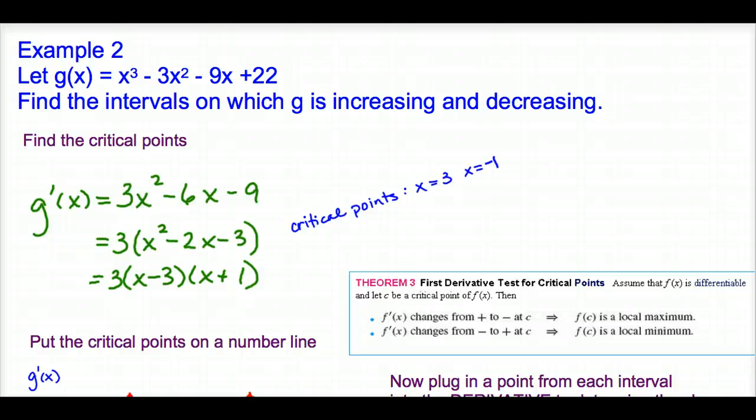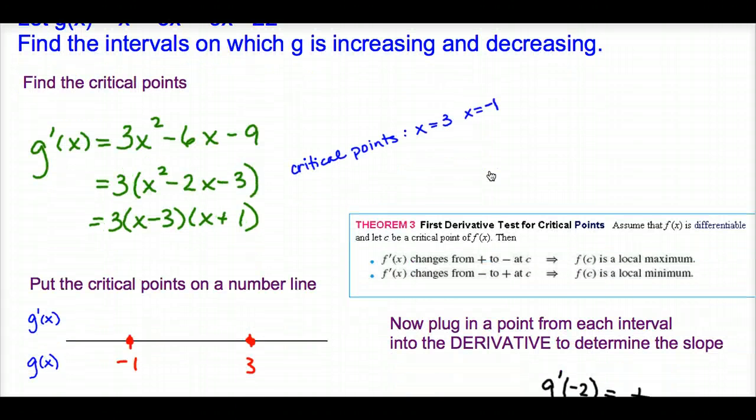Okay, here's another example. We're going to look at g of x, which is given by this function right here. And I want to know what intervals g is increasing and decreasing. I also want to know where my local maxes and local mins are at. So the first step in all of these kind of problems is finding the critical points. So I did that. I took the first derivative, factored out a 3, and then factored the quadratic. So I know the critical points happen when x is 3 and when x is -1.